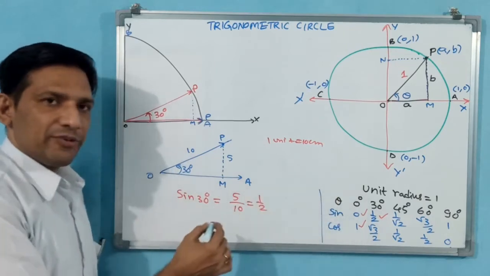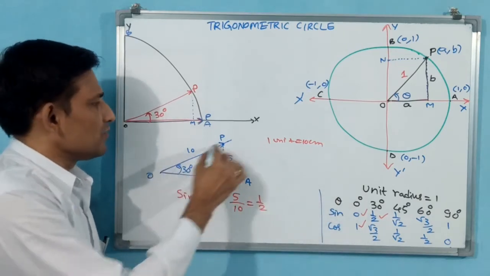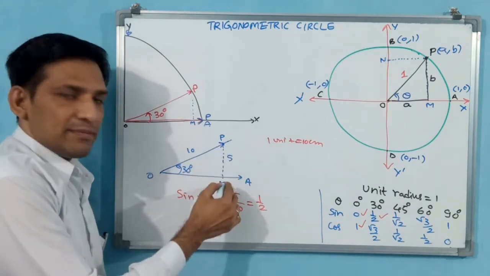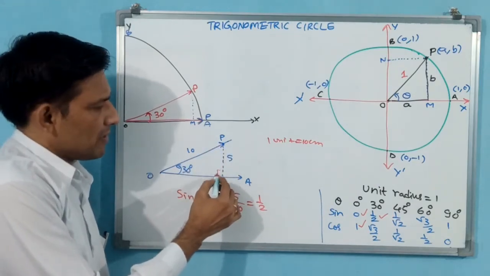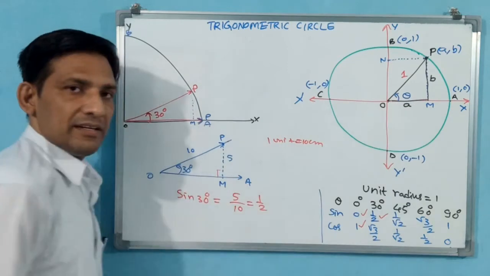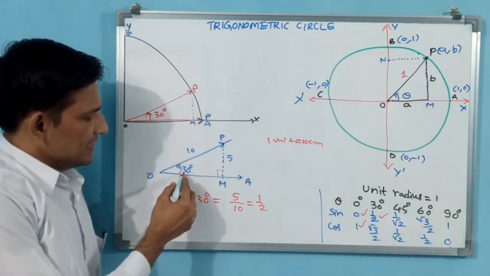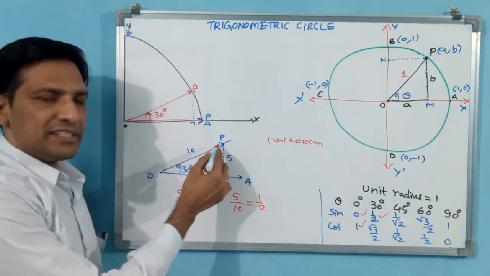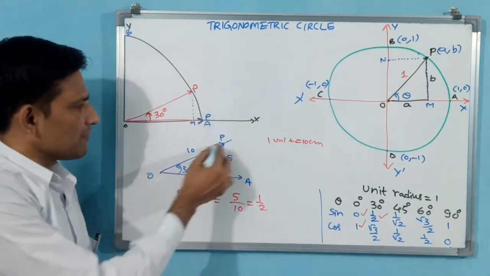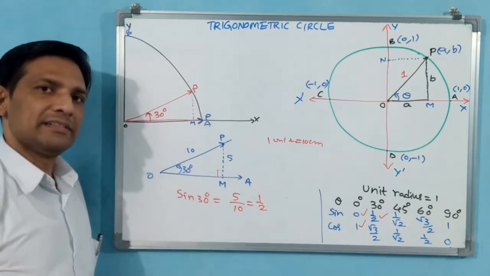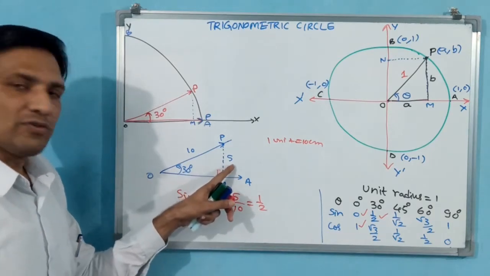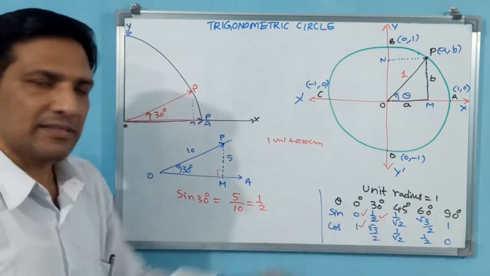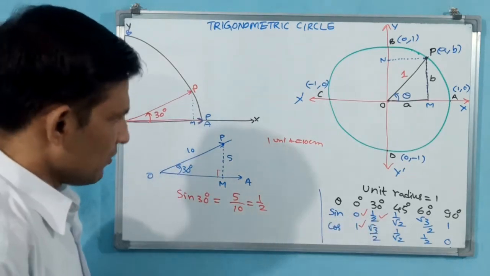One horizontal line you keep. Then at 30 degrees you make one line. You touch this perpendicularly. This should be perpendicular, always a right angle. Then PM is going to become 5 centimeters. This is 10 centimeters; we have taken 10 centimeters because after taking 10 centimeters we have drawn this. That is going to become 5 centimeters. 5 by 10 is 1 by 2. Sin 30 is equal to 1 by 2 has come. That we have proved.